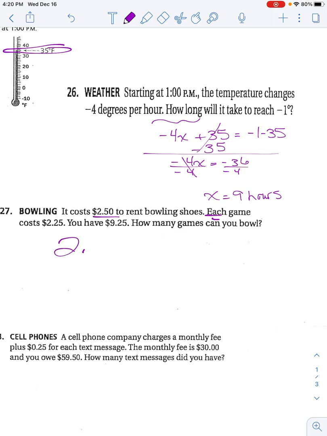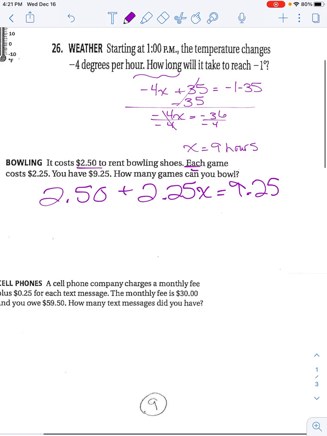Okay, let's start with what we know. It's $2.50 to rent bowling shoes. Y'all, you only have to rent the bowling shoes once, right? So it's just a flat $2.50. And then it's $2.25 each game, so per game. So we're multiplying by however many games we want to play. And we have $9.25. Okay, again, two-step equation. We want to isolate that variable, so let's get rid of the other number first. It's a positive 250, so let's subtract 250 from both sides.